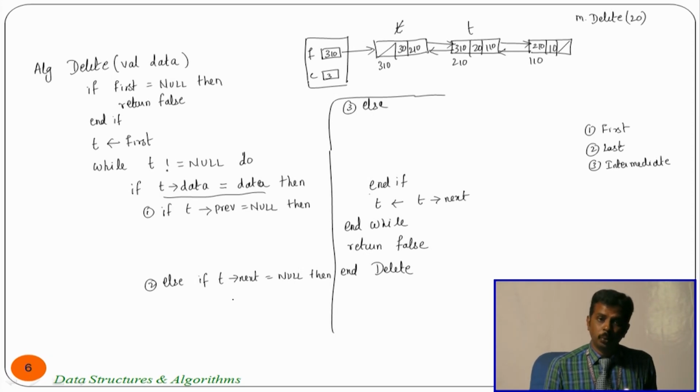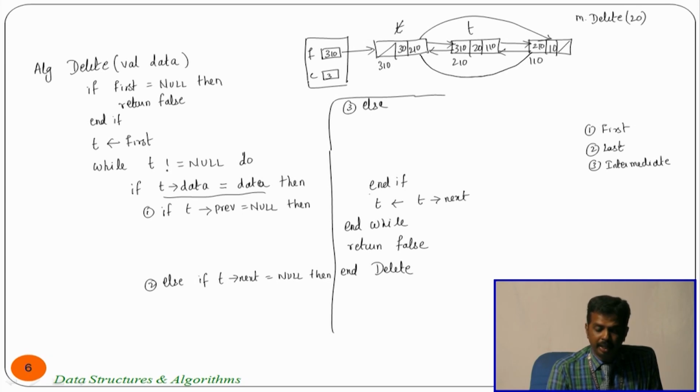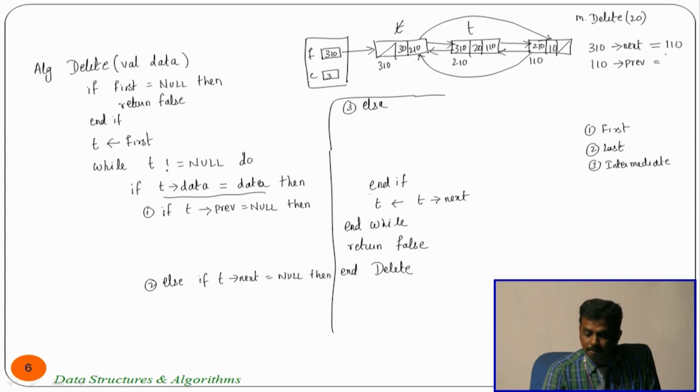Now, see the diagram to create the link and delete the node. The link has to be created between 310 and 110, and between 110 and 210, and then t has to be freed. So, 310's next has to be filled with 110, and 110's previous has to be filled with 310.